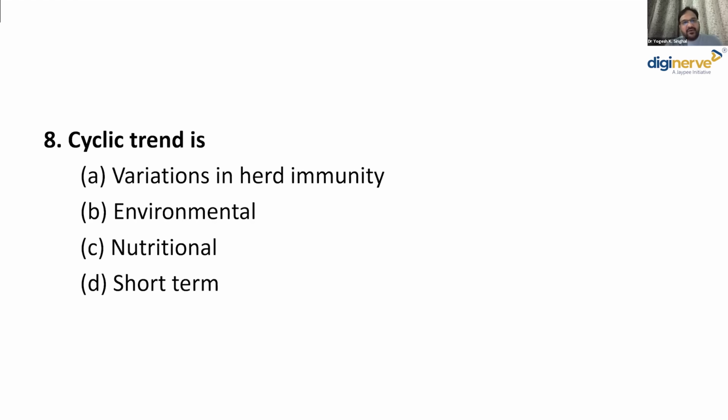I told you seasonal trend was due to environment, but cyclic trends are due to variation in the herd immunity, because cyclic trends affect the population every 3 years, 4 years. So in 3, 4 years, the immunity generally decreases. There is a reduction in the herd immunity, or variation in the herd immunity. So herd immunity answer A was given by a few students. So this will be our answer.